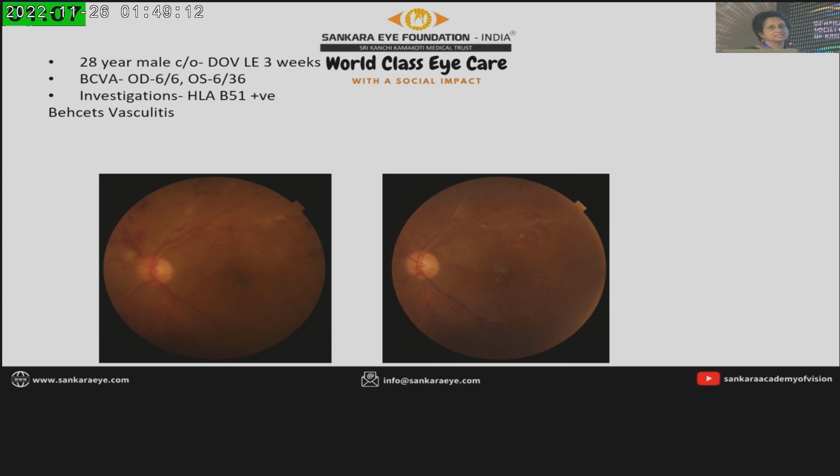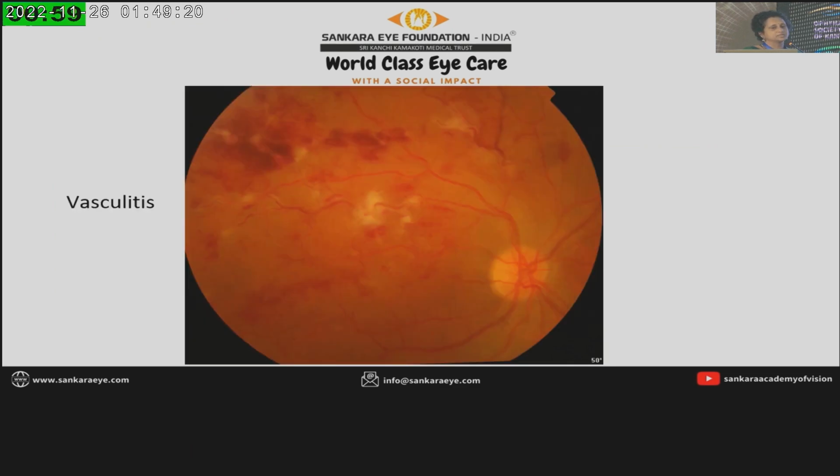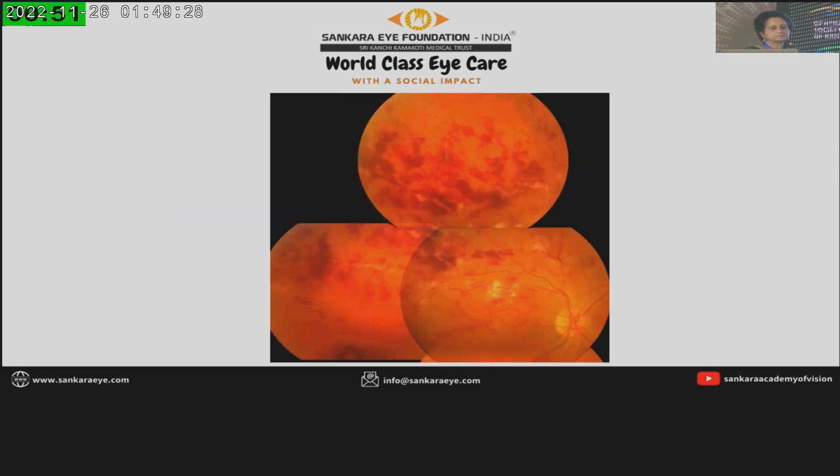And of course, next is vasculitis. There are various indications in vasculitis. So this is a case of Behçet's vasculitis, an HLA-B51 positive patient. And this was another case of vasculitis, TB vasculitis. So again, there are plenty of indications where you need to use oral steroids. So this is another patient with vasculitis.